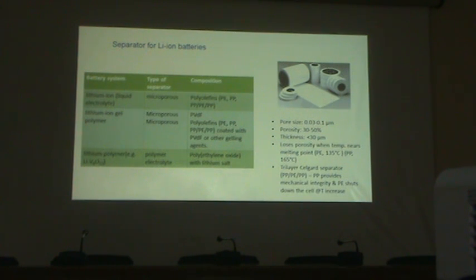And the standard pore size is around 0.03 to 0.1 micrometers. Porosity is very important, as someone was speaking in the morning about porosity of electrodes. So porosity of separators is even more important to soak the electrolyte into it. And thickness of less than 30 micrometers. These are all standard commercial separator values.